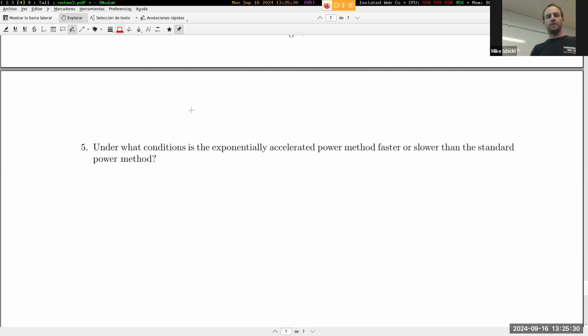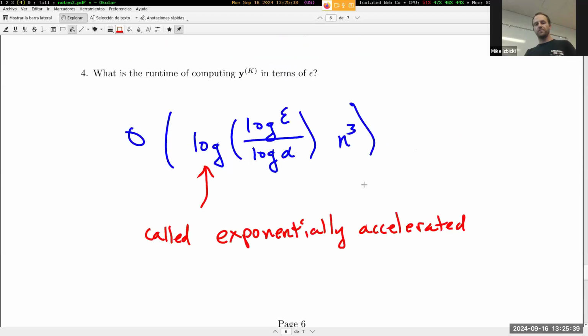One of the things that you'll have to think through here, in part 5, is under what conditions this exponentially accelerated power method is better than the standard power method. That's an important thing to think through, and make sure you have an answer for that for the midterm exam, which again, we'll talk about in a minute. Good question.